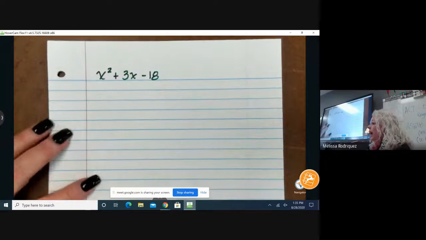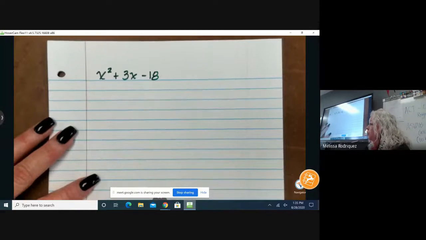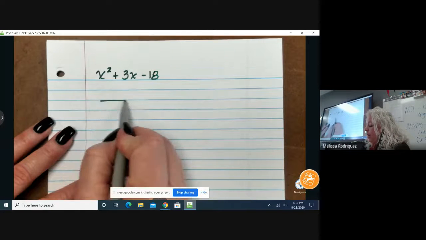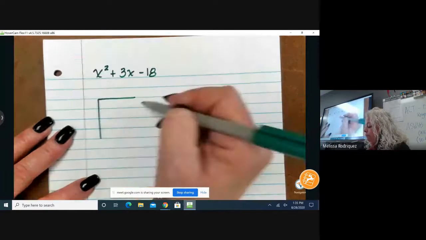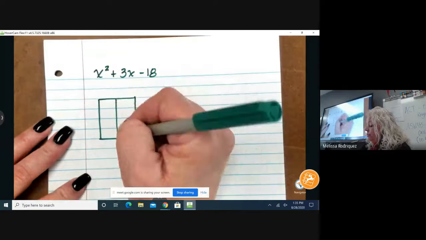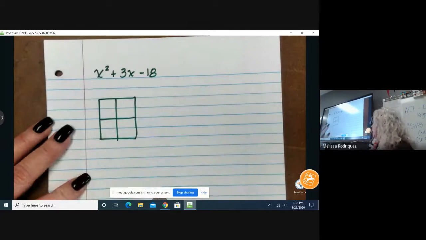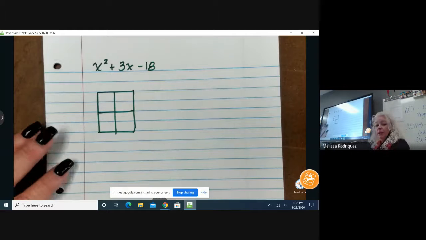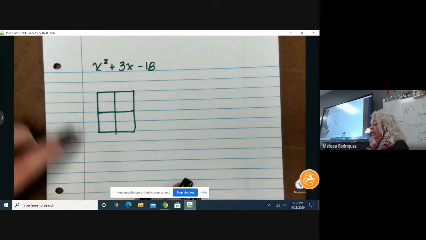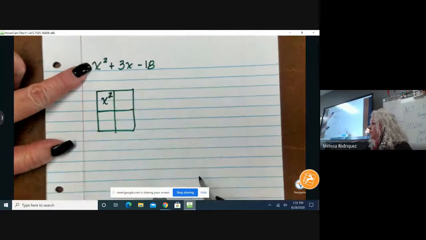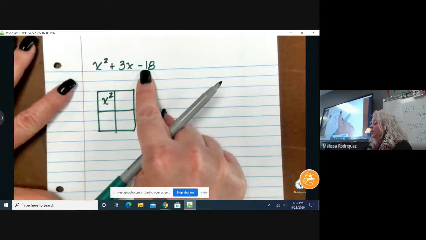I'm going to show you how I teach factoring, which is how Ms. Cruz does it, and let's see if it looks familiar, okay? So I'm going to use the box method. We've already used the box method for multiplying. Now we're going to undo the multiplying in order to factor. In my box, the first term goes in the first box. The last term goes in the last box.